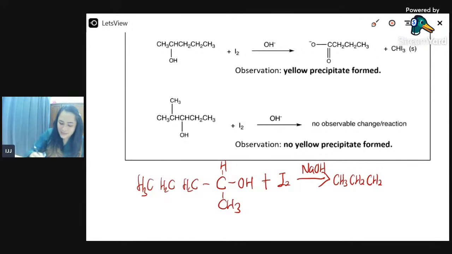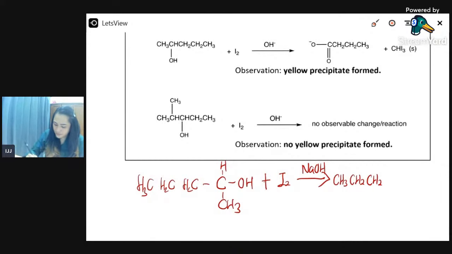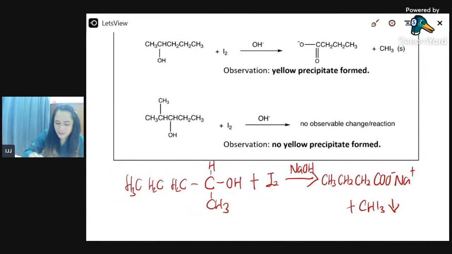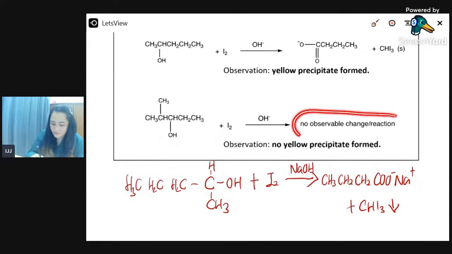So bahagian yang methyl alcohol group tu mana tu? Ini ialah the methyl alcohol group. Dia jadi COO minus and Na plus. Okay, plus CHI3, precipitate down. Okay, so ini persamaan kamu boleh lukis. Persamaan yang kena bagi dalam skema ni pun kamu boleh lukis. Kamu boleh juga tulis iodine in OH minus. Boleh juga. Okay, it's the same. So alcohol, the next yang tidak ada methyl alcohol group tu, dia memang no observable change.